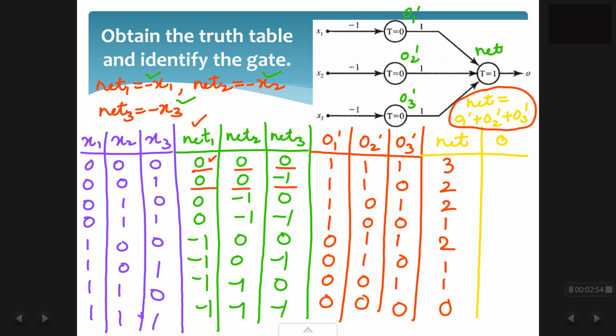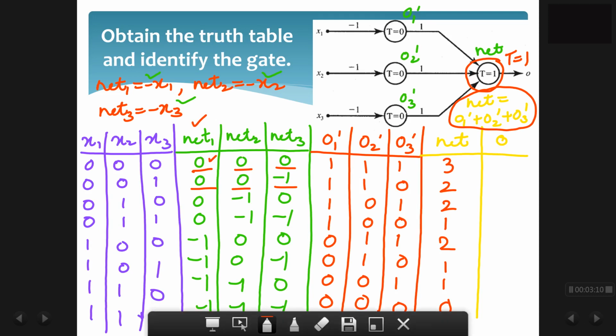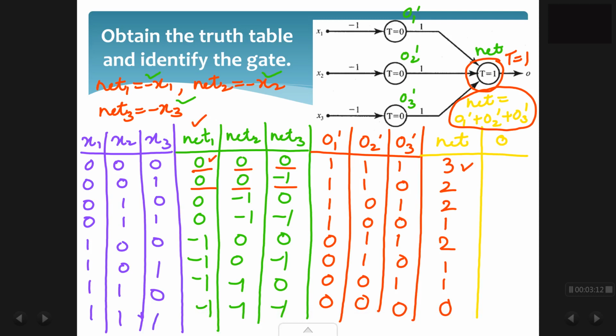Now we have to calculate O. We have to look at this particular threshold, and here the threshold is equal to 1. So if at all the input is equal to or greater than 1, only then the output O will be high. So in this case it is greater than or equal to 1. All these cases it is greater than, only in this case it is less than 1. So the output will be 1, 1, 1, 1. All will be 1s except for the last case it will be 0.